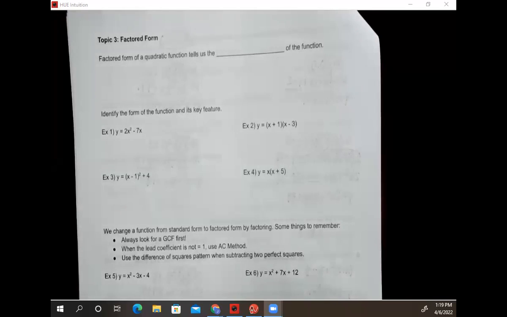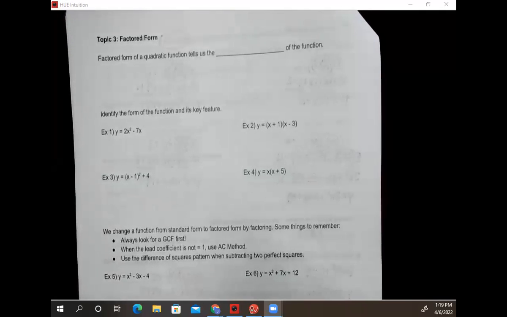So far, we've talked about a refresher of graphing quadratics. We did a refresher of standard form and vertex form, what they tell us, and how I swap between those two formats. So today we're going to talk about our last function form for quadratic equations, and that's factored form.